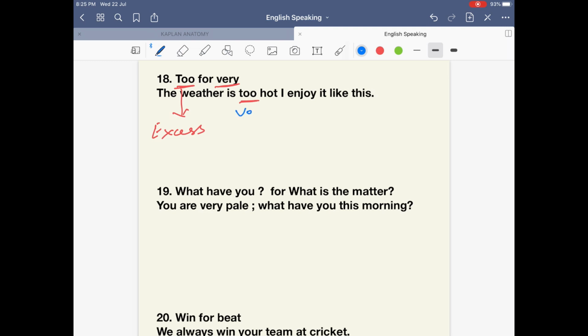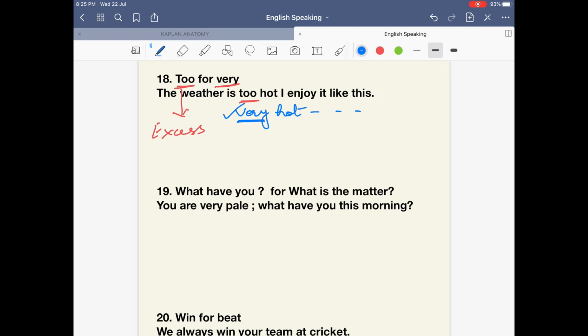The weather is very hot. I enjoy it like this. This is the right usage. "Too" is used when you have to tell something meaning excessive, and "very" is used when you want to tell about something like very good, very bad, very hot, very cold. So "very" is used here to tell the degree.